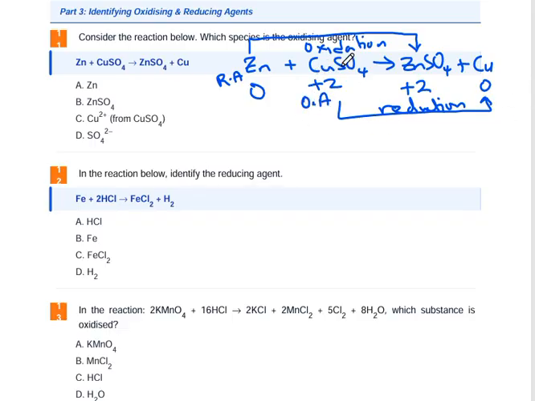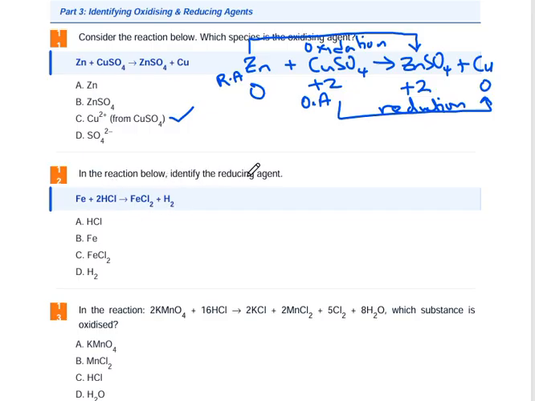So the answer is copper sulfate. That is the oxidizing agent. That is C. Copper 2 ion from copper sulfate is the oxidizing agent. So the species that is being reduced is the oxidizing agent, and the species that is being oxidized is the reducing agent. Now another clue you can use there is that zinc is a metal. Metals are usually reducing agents, so that means copper sulfate is an oxidizing agent. That's by the way.